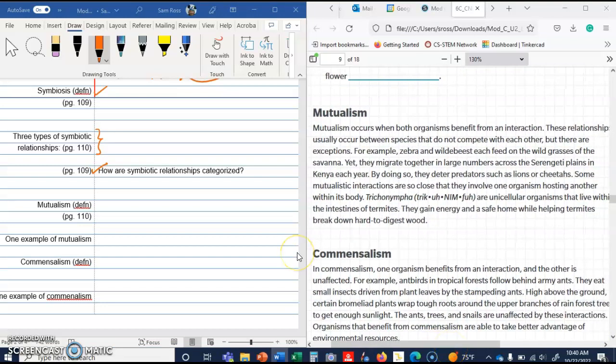Mutualism, commensalism, and parasitism. So let's go back up for the mutualism definition. And I'm probably going to have to make a part two. But mutualism occurs when both organisms benefit from an interaction. That's what you would put here. For example, zebra and wildebeest each feed on wild grasses of the savanna. Yet they migrate together in large numbers across the Serengeti Plains in Kenya each year. By doing so, they deter predators such as lions and cheetahs. So zebra and wildebeest are in a mutualism kind of relationship.